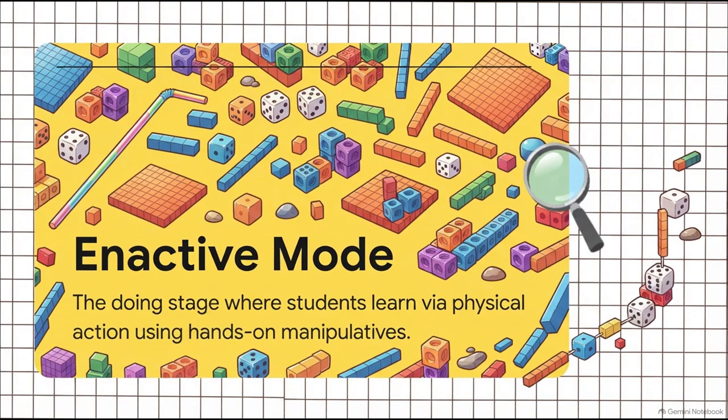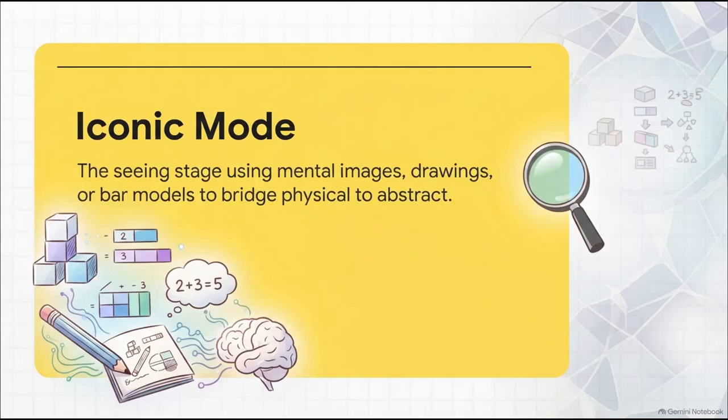Students get to interact with tangible manipulatives, things like base 10 blocks, multi-link cubes, or honestly, even just household items like straws or dice. It's such a brilliant low-floor entry point, you know? It's accessible to everyone, and it physically builds muscle memory and a genuine tactile sense of quantity. Next, let's see how this builds into the second stage, the pictorial stage, or the iconic mode. This is the seeing stage.